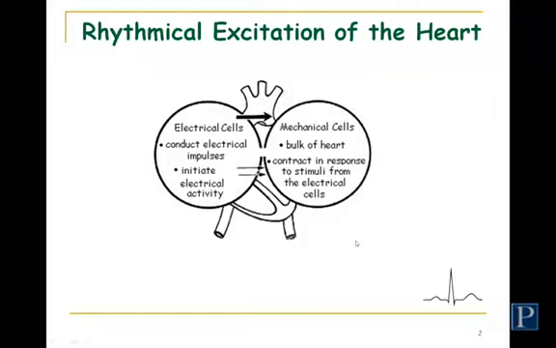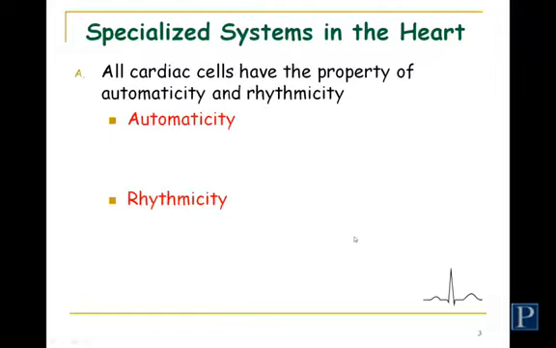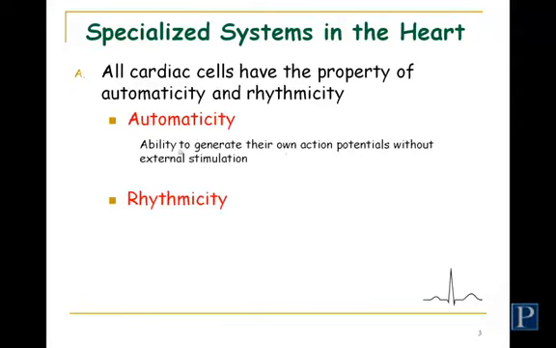It's important to realize a couple of characteristics of these cells when we talk about why we have such a specialized system within the heart. One, they exhibit what we call automaticity. It's automatic. This has to do with the fact that they can generate their own action potentials. So the definition, which you will write down in your notes: something that exhibits automaticity has the ability to generate its own action potentials without external stimulation.